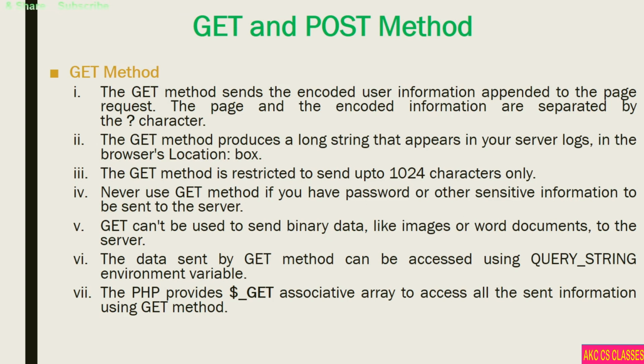So we should not use the get method if we are sending sensitive information to the server. Get can't be used to send binary data like images or Word documents. This is another disadvantage of the get method. All this data sent by the get method can be accessed using a query string. How to access the information sent to the server using the get method in PHP, I will show in the PHP programming example itself.